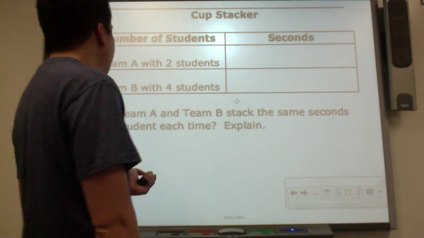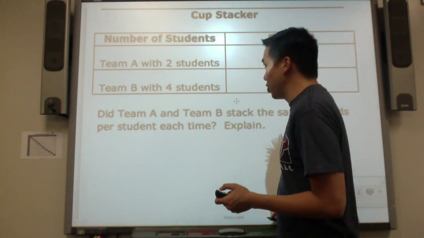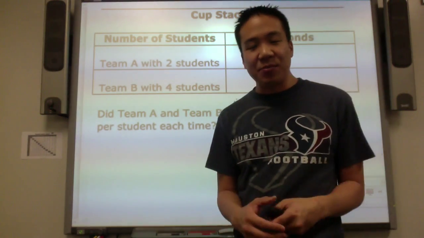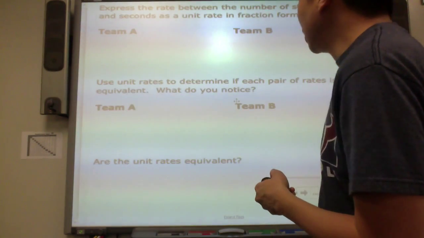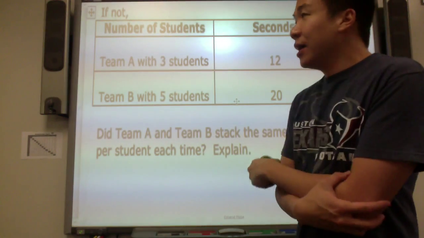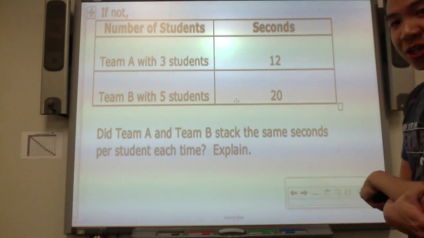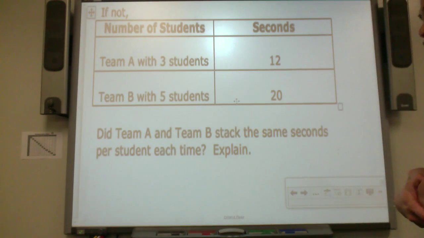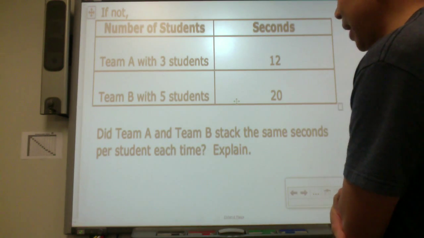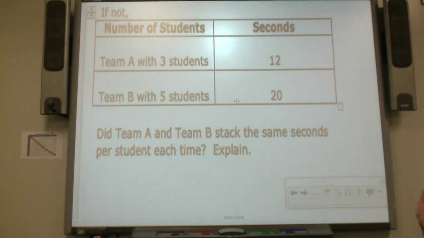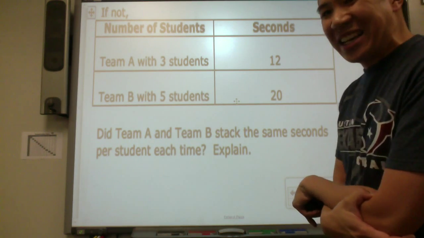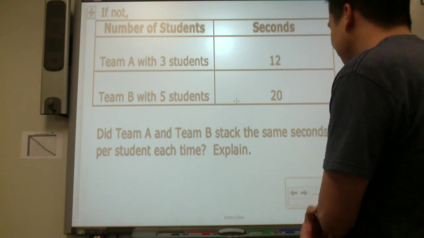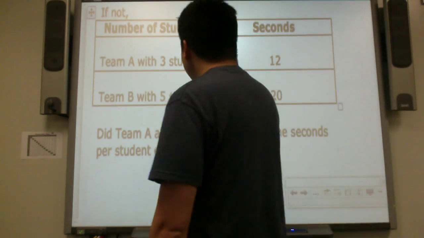We are going to be doing cup stacking. We're going to have different students compete against each other and stack some cups. So let's just use an example right here. Team A had 3 students, they finished in 12 seconds. Team B, on the other hand, had 5 students, they finished in 20 seconds. Did Team A and Team B stack the same seconds per student each time? Explain.